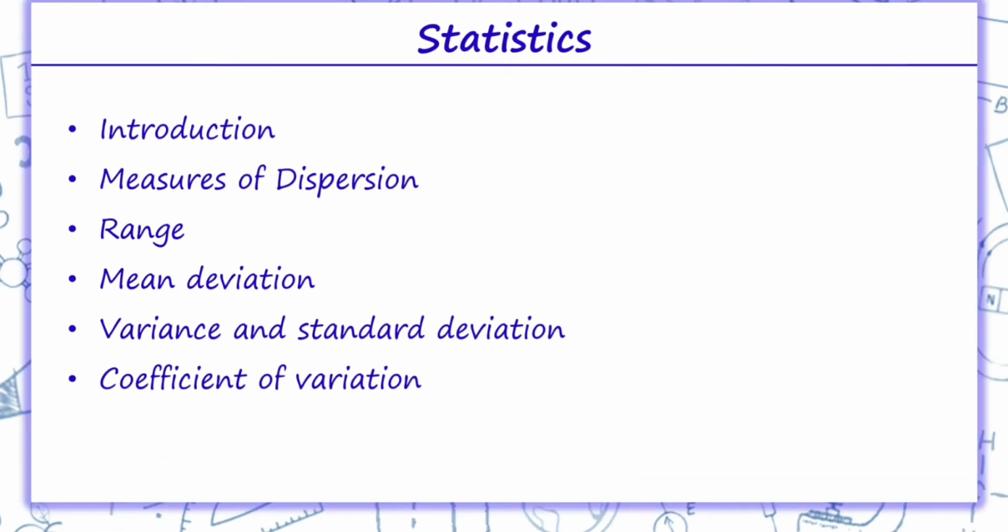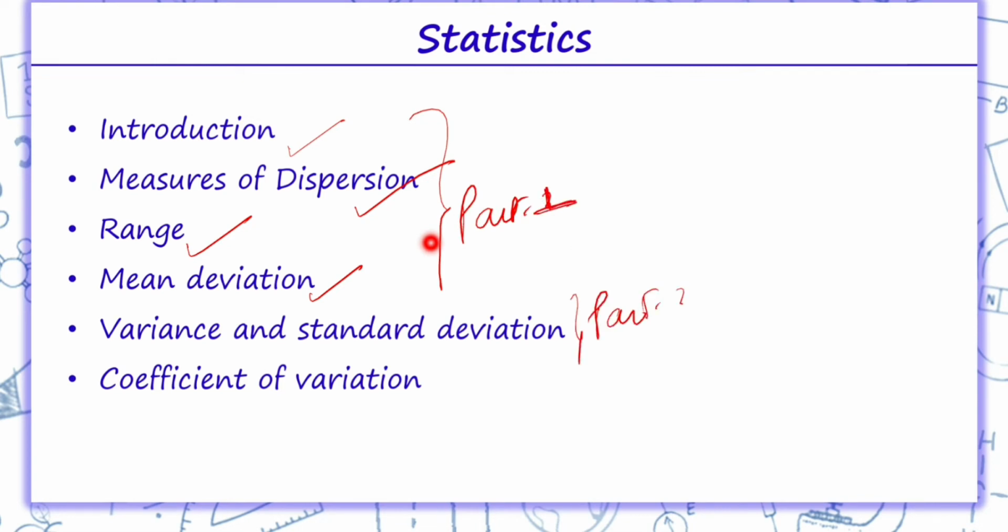In Part 1, we studied Introduction, Measures of Dispersion, Range, and Mean Deviation. In Part 2, we are going to study Variance and Standard Deviation.